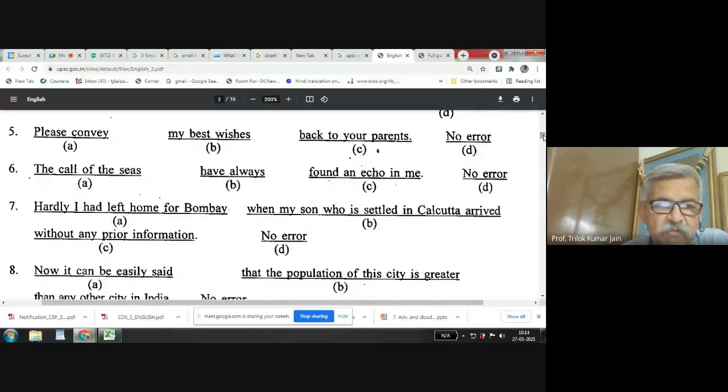Number 5. Please convey my best wishes back to your parents. Please convey, no problem. My best wishes, no problem. Back to your parents, no need of back, to your parents. The answer is C.